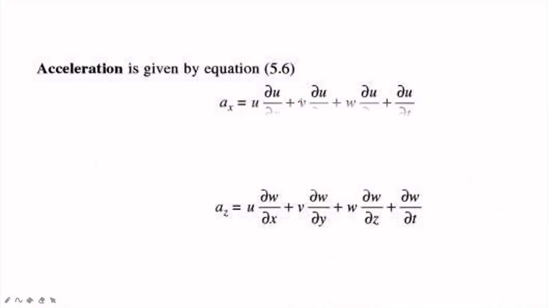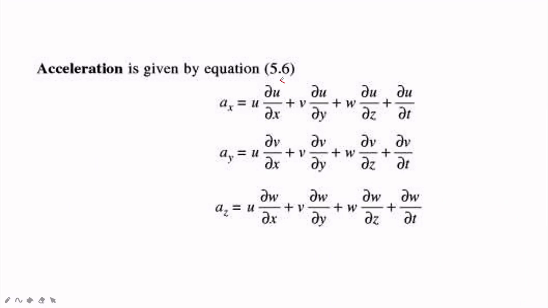What I am doing, I'll tell you. I want the value of ∂u/∂x, ∂u/∂y, and ∂u/∂z. I have the values of u, v, and also w. What I am doing is differentiating with respect to x, y, z, so that I can have the values, and I'll substitute in this equation.